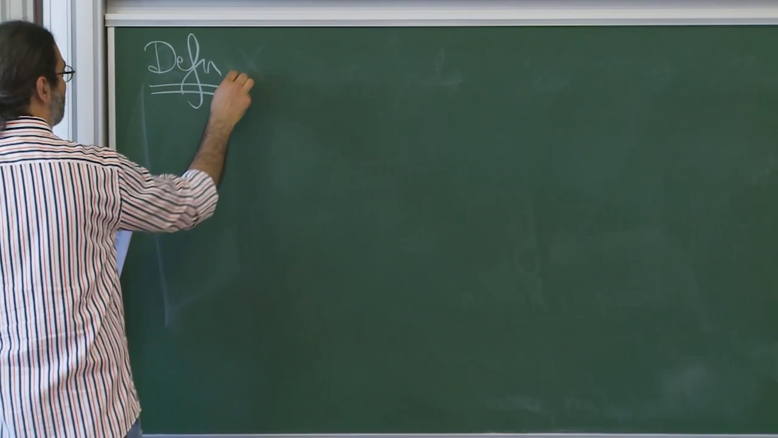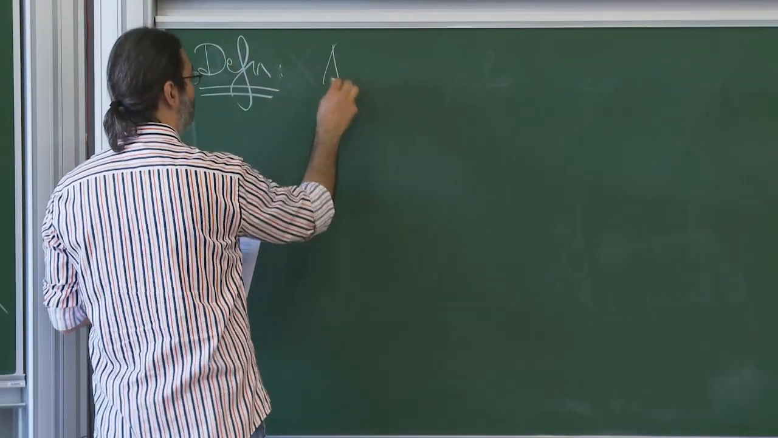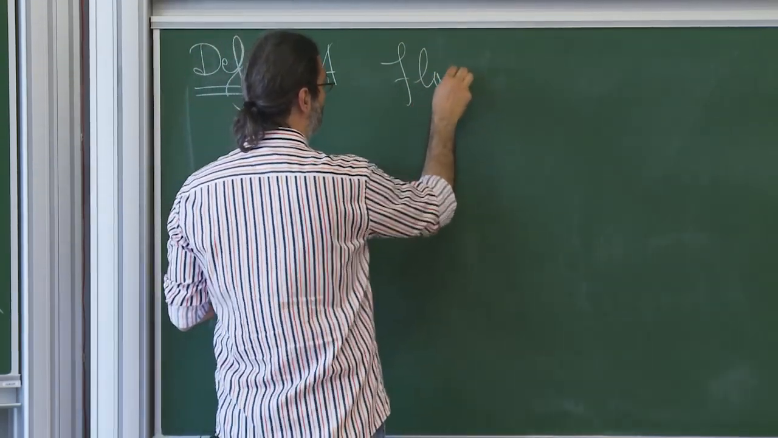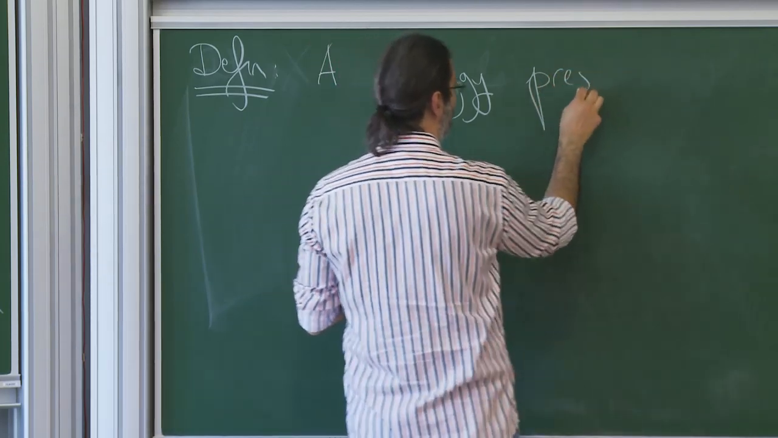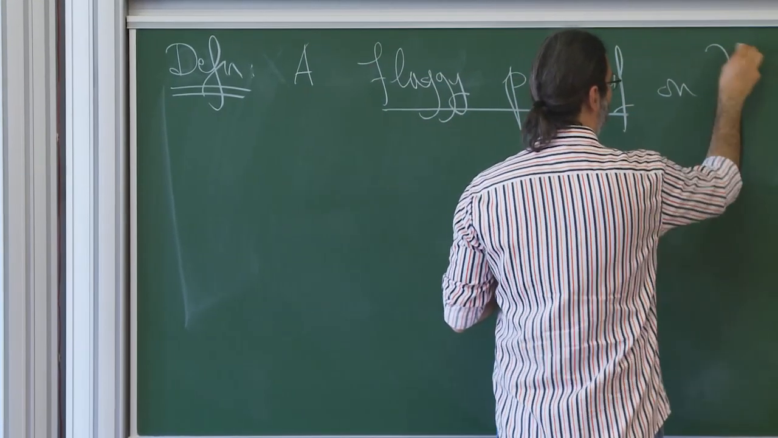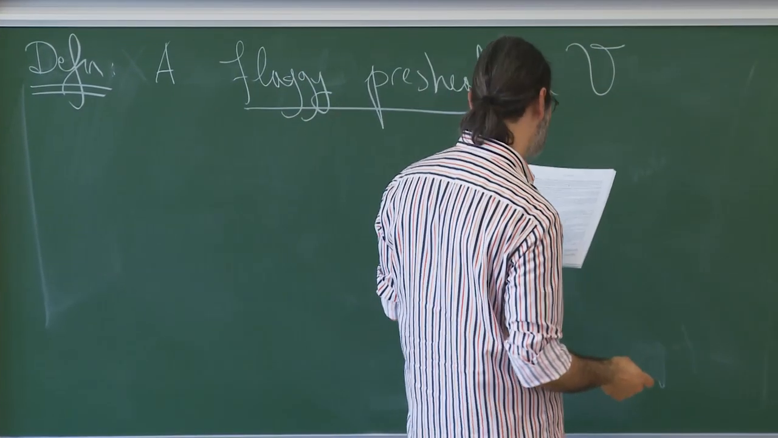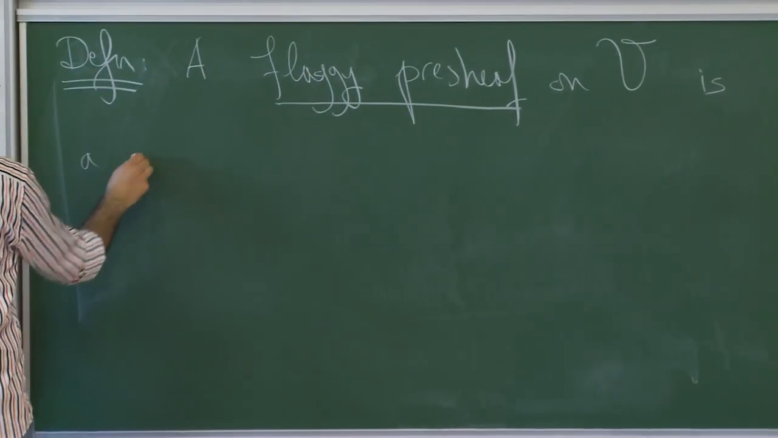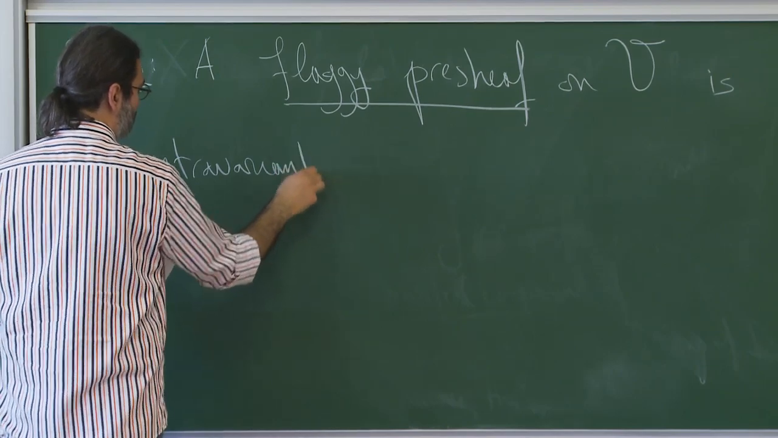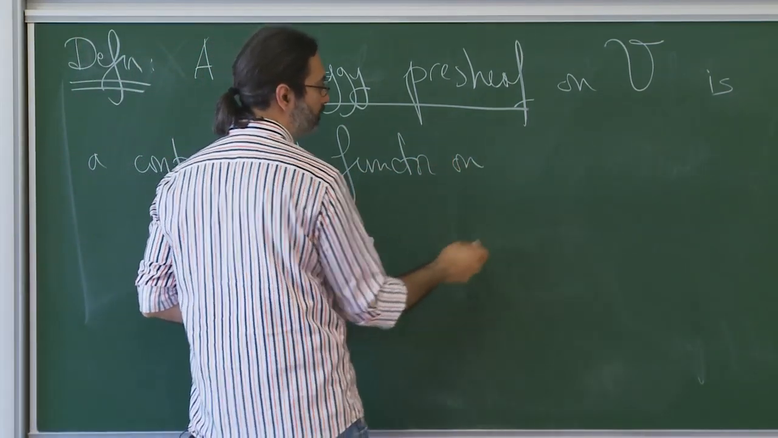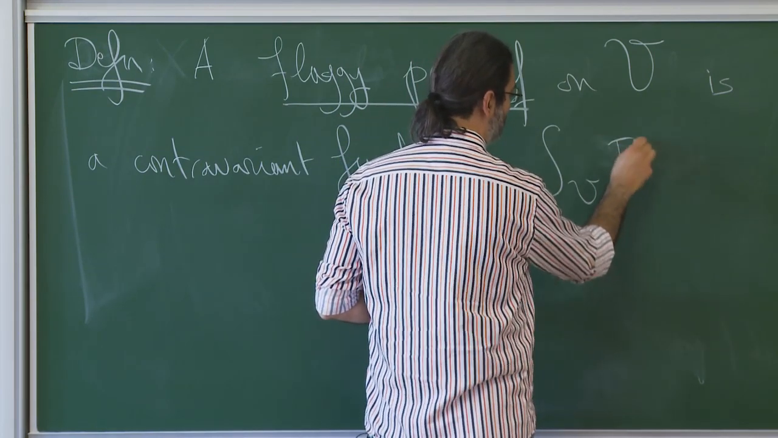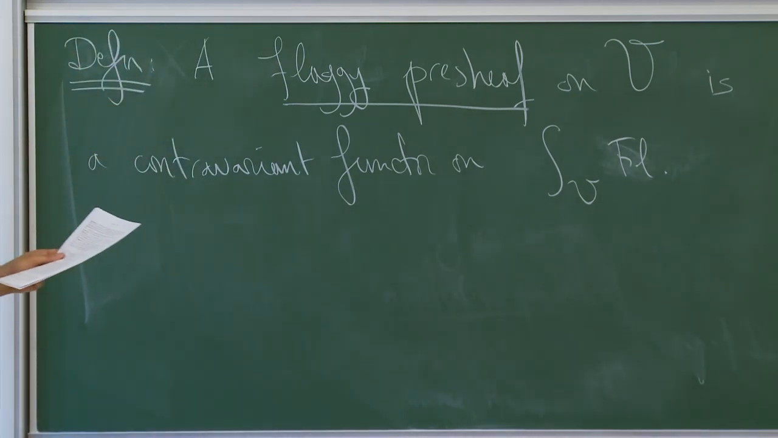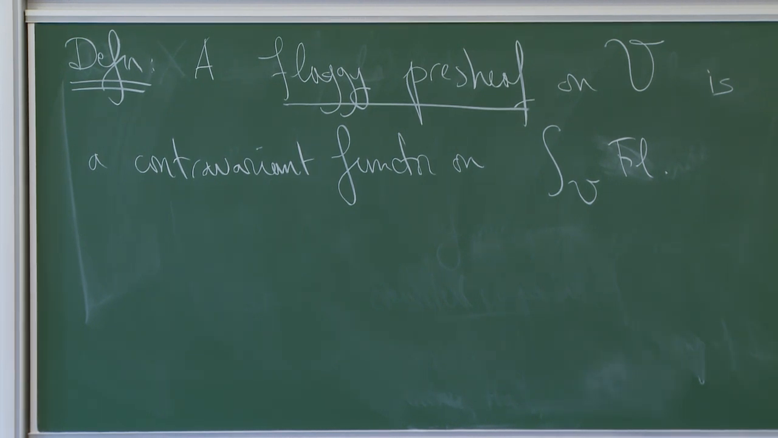And now I come to this definition, this notion. It sounds a bit weird. If you have a better name, I would be happy to hear any suggestions. So I call a flaggy presheaf on V, as before, where V is a subcategory of stratified schemes, just a contravariant functor on this Grothendieck construction. So essentially it's a functor which associates to X and a flag an object, and has a restriction map and so on.